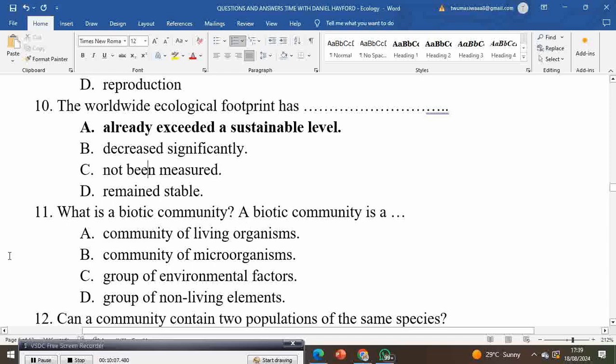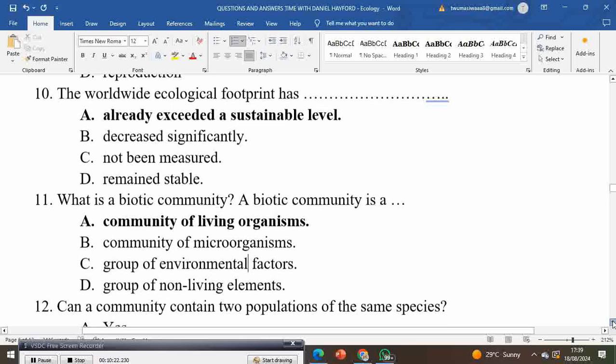A biotic community is a community of living organisms. Yes, it is true. Microorganisms are also living organisms, but it's not every living organism which is a microorganism.